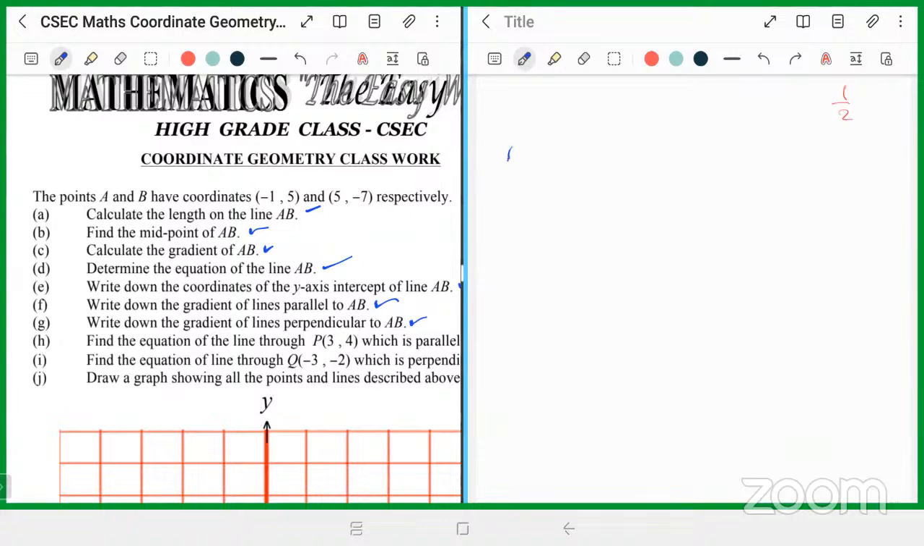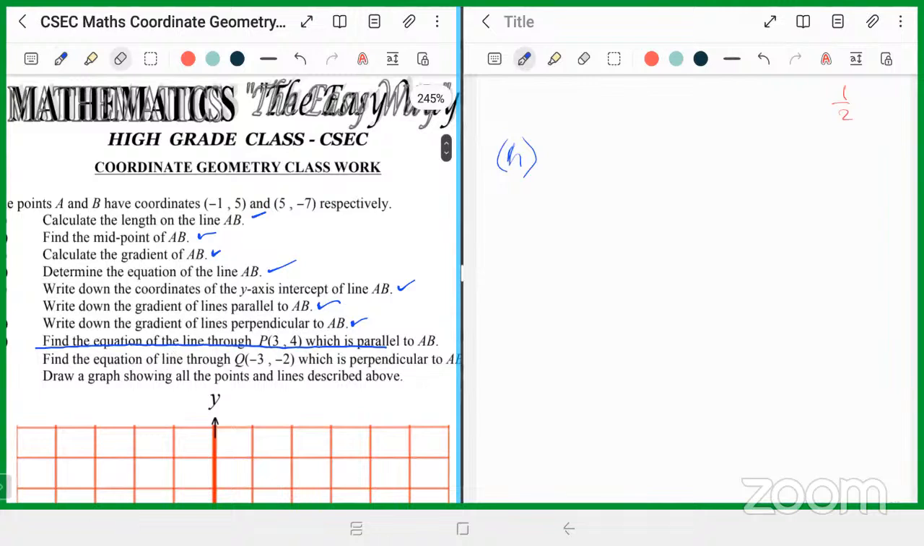Part H. Part H right here says, find the equation of a line that passes through this point and is parallel to AB. Those are the two key things.